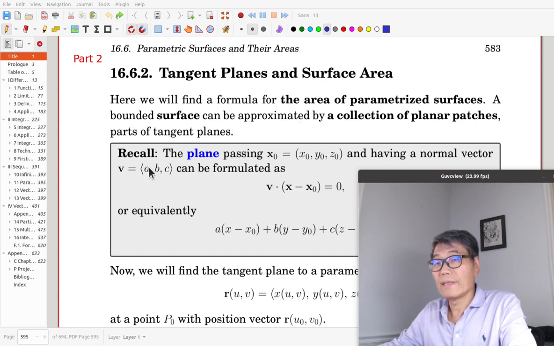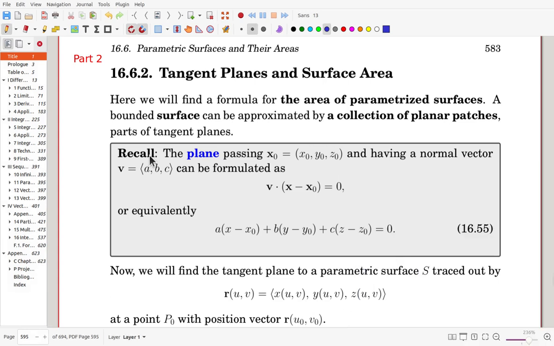Let's recall. The plane passing through a point x0 having a normal vector v, which has three components a, b, c, can be formulated as this dot product equals 0. In detail, we can write this equation. You learned this one earlier.